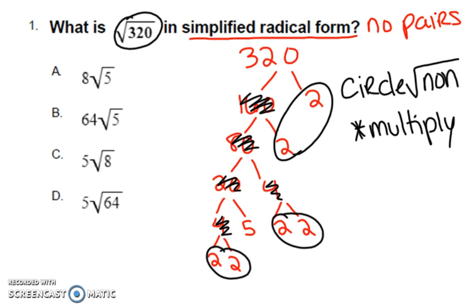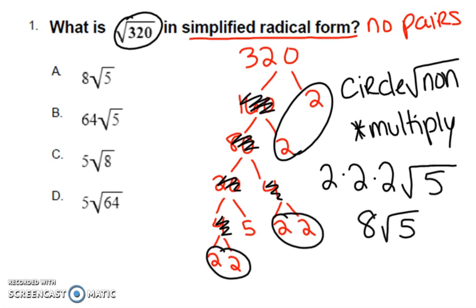So in this case, if I talk about my circles, I have a group of 2, a group of 2, and a group of 2. Those are my only circled. I'm going to put my square root symbol. The only number not circled and not crossed out is 5. 2 times 2 times 2 gives me 8, and I don't have to multiply the 5 times anything. So my answer is 8 times the square root of 5.